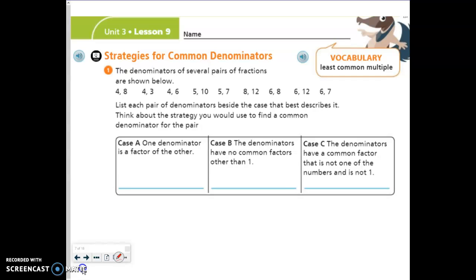Everybody has a little bit different way of viewing this, but I think as teachers, we really find value in getting students to find that common denominator, the smallest common denominator, right away, because then it makes for easier adding, it makes for easier multiplying, and those kinds of things moving forward.